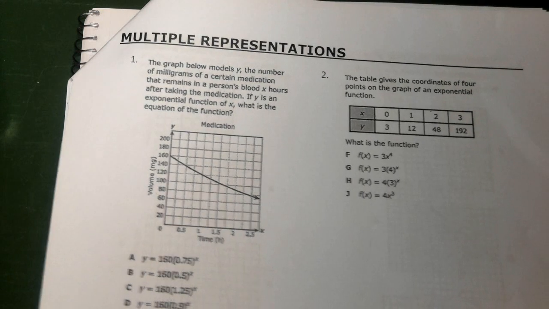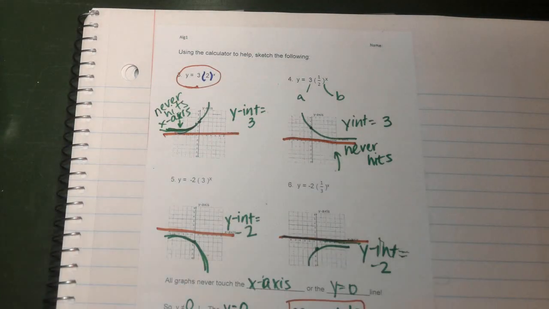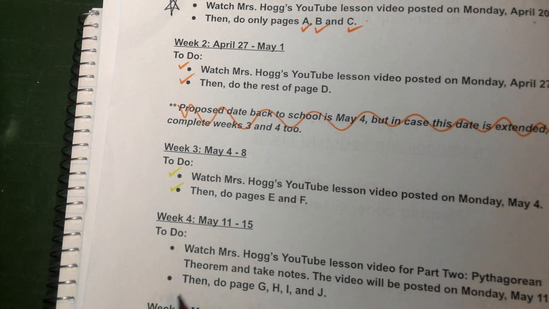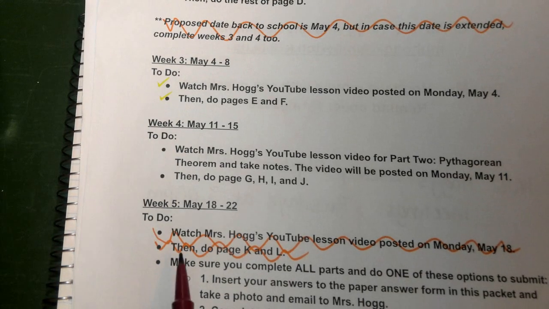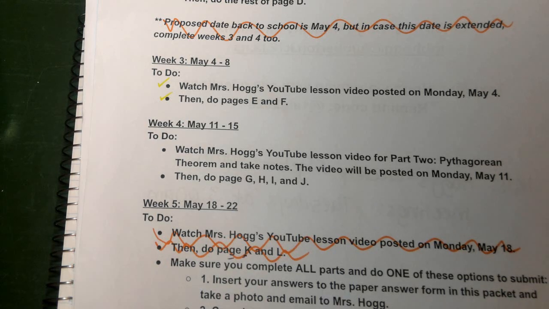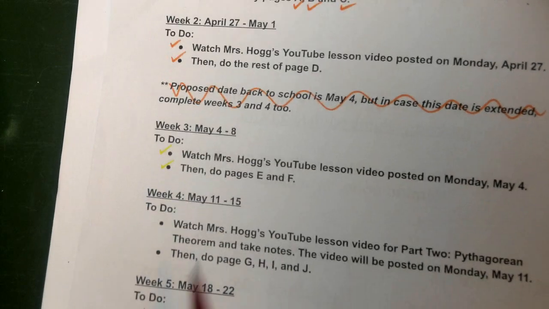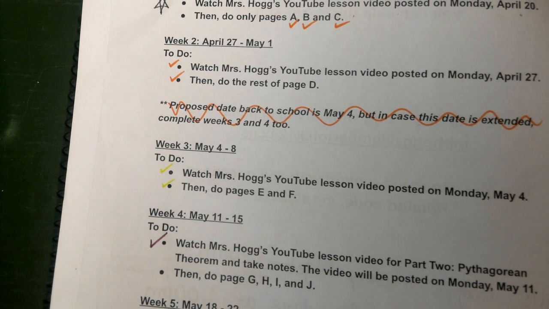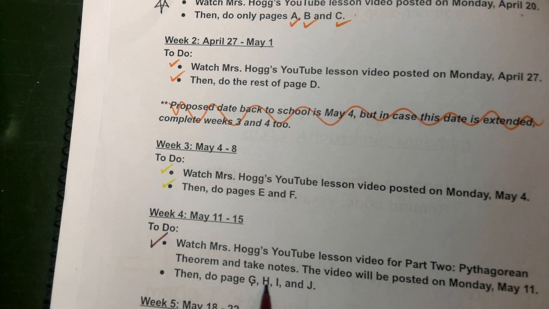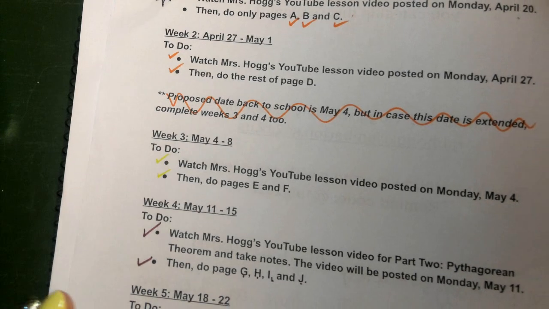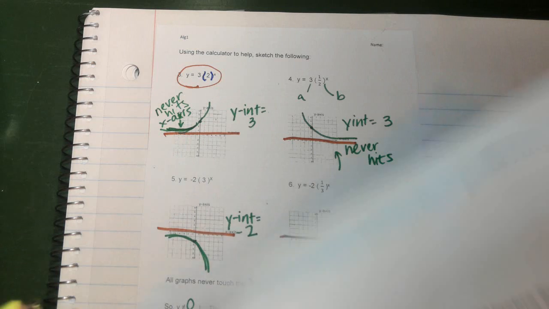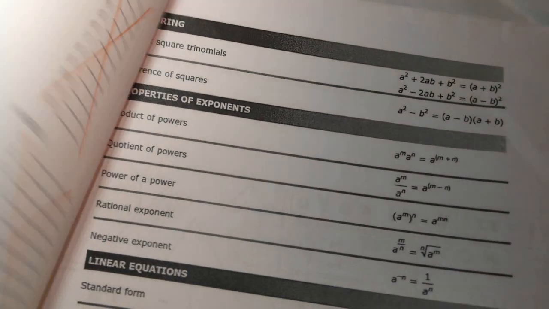So today we're going to finish the packet algebra section. Let's look at our schedule here. It says week 4. Remember, we're not doing week 5. So before I forget, on week 5, we were supposed to do K and L. Cross through K and L. We're not doing K and L. Okay. So week 4, we are watching the video, that's what you're doing right now, and then you're going to do G, H, I, and J. I know that sounds like a lot, but it's really not, because it's just like 4 multiple choice questions on each page. So let's go ahead and go to page G.